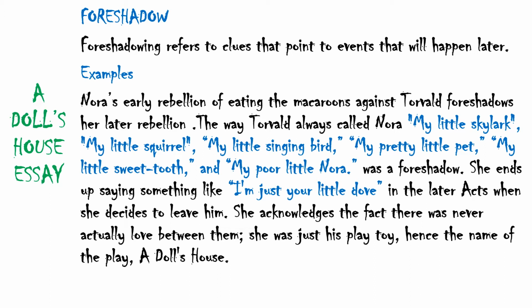The way Torvald always called Nora, and I quote, "My little skylark, my little squirrel, and my little singing bird, and my pretty little pet, my little sweet tooth, and my poor little Nora," was a foreshadow. She ends up saying something like, and I quote, "I'm just your little dove." In the later acts, when she decides to leave him, she acknowledges the fact that there was never actually love between them. She was just his play toy, hence the name of the play, A Doll's House.